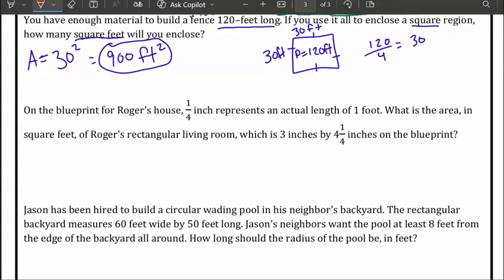On the blueprint for Roger's house, 1/4 inch represents the actual length of 1 foot. What is the area in square feet of Roger's rectangular living room, which is 3 inches by 4 1/4 inches on the blueprint? Let's convert these to feet using the blueprint scale. We're going to divide each of these by 1/4 of an inch.